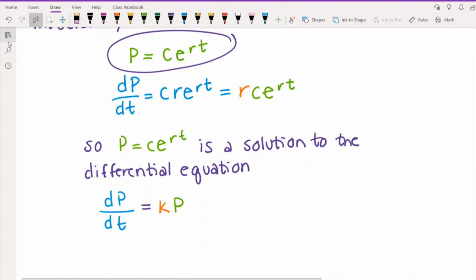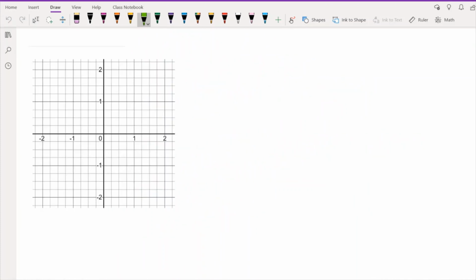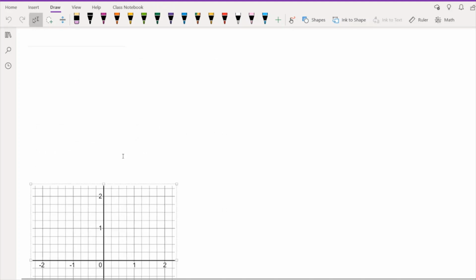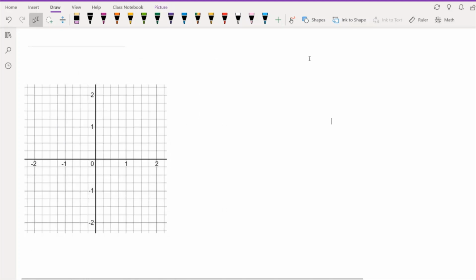All right, so one last topic I want to look at. It's in its own section in your book, so I'll label it that way, but we're not really going to get too in depth into this. This is something called slope fields. In your book, this is section 9.2.